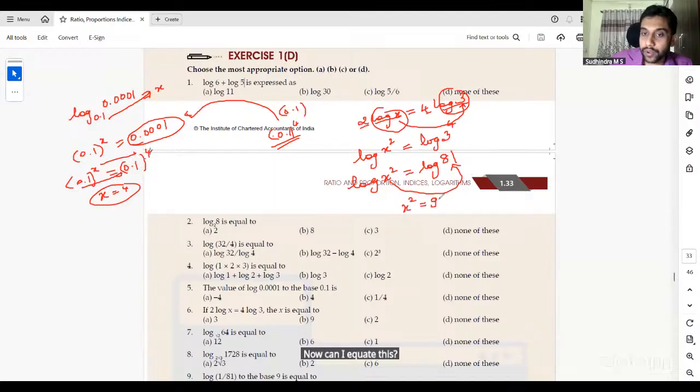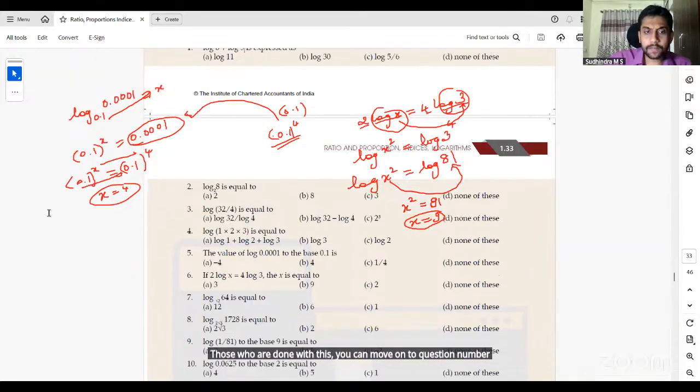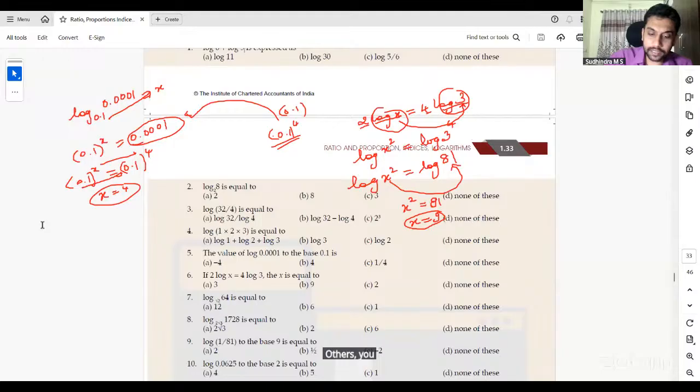X square is equal to 81. Yes, x square equals 81. Sorry, not 91, 81. X is square root of 81, 9. Yes, option B. Right? Understood? Those who are done with this, you can move on to question number 7, the next one. Others, you can complete it.